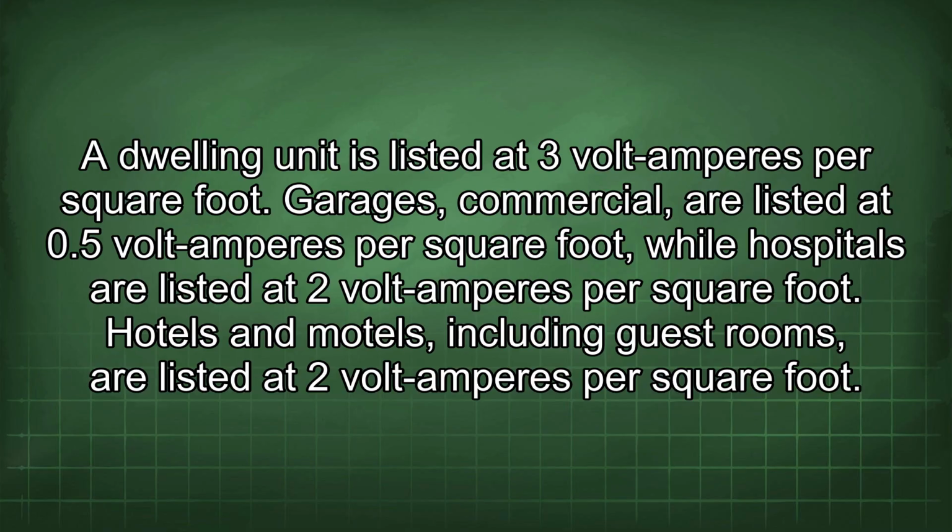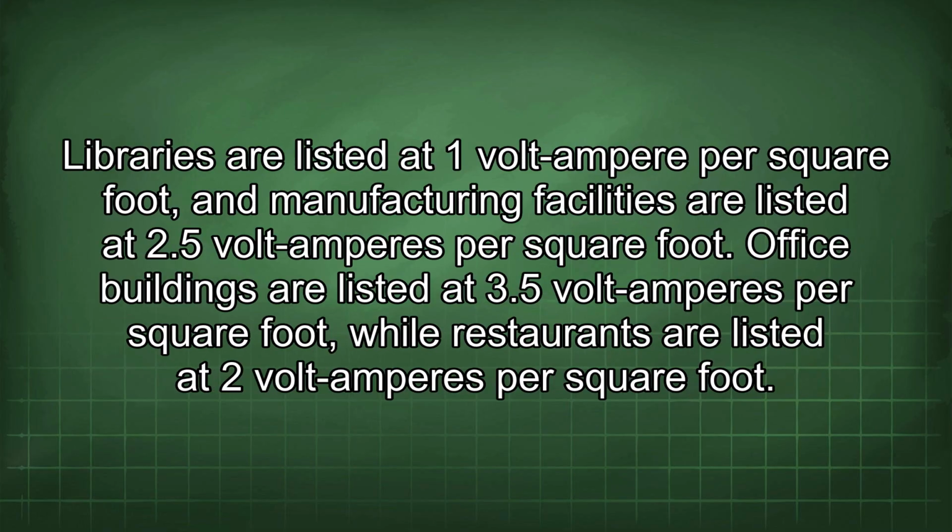Garages, commercial, are listed at 0.5 volt-amperes per square foot, while hospitals are listed at 2 volt-amperes per square foot. Hotels and motels, including guest rooms, are listed at 2 volt-amperes per square foot. Libraries are listed at 1 volt-ampere per square foot, and manufacturing facilities are listed at 2.5 volt-amperes per square foot. Office buildings are listed at 3.5 volt-amperes per square foot, while restaurants are listed at 2 volt-amperes per square foot.